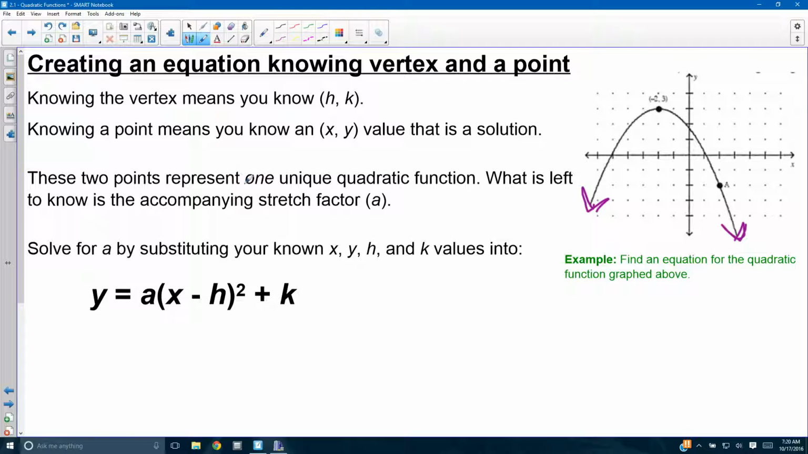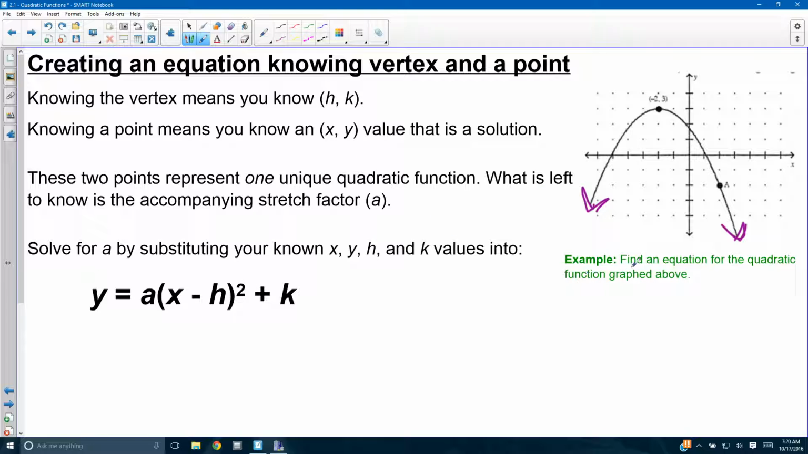These 2 points represent exactly one unique quadratic function. In other words, there are no 2 equations that can make any other parabola that has this vertex and goes through this point. None. There's only one. What is left to know is the accompanying stretch factor a. So I know a lot of information about this graph, but I do not know what its stretch factor is. I know that it's negative, but I can solve for it. Solve for a by substituting your known x, y, h, and k values into this vertex form.